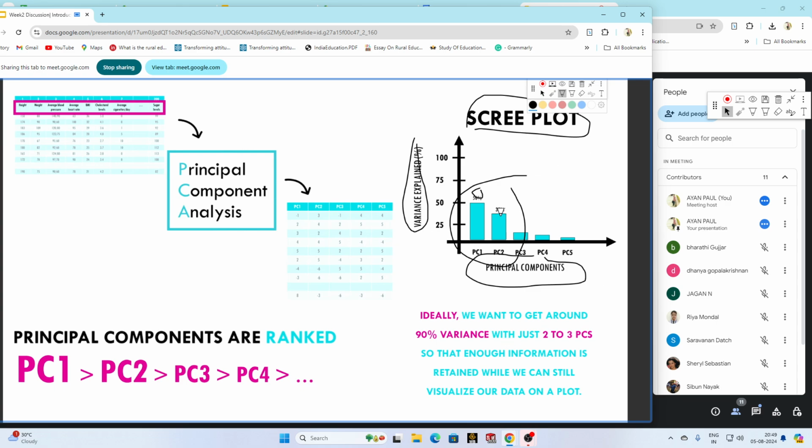This plot is known as a scree plot. A scree plot is the plot between principal component and variance explained. Let's not go up to 3 also. We choose our principal components in such a way that PC1 and PC2 alone explain 90% of our variance, so that we can easily visualize our data. So this is about principal component analysis.